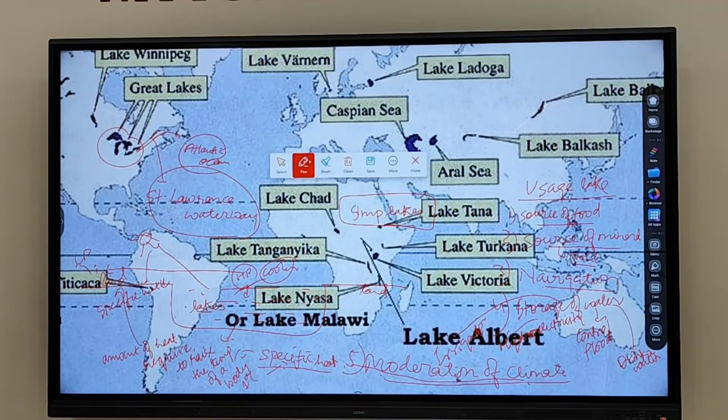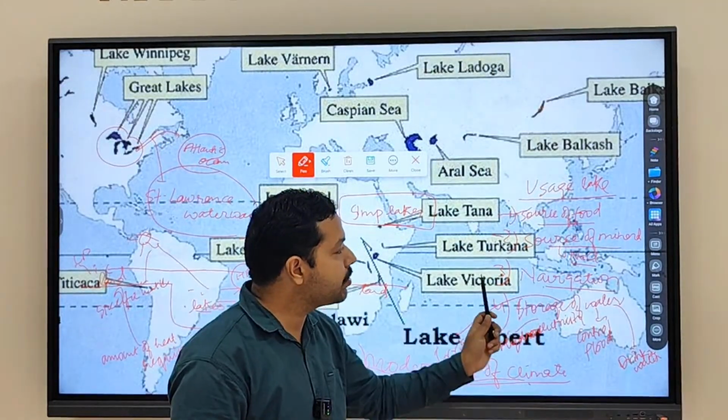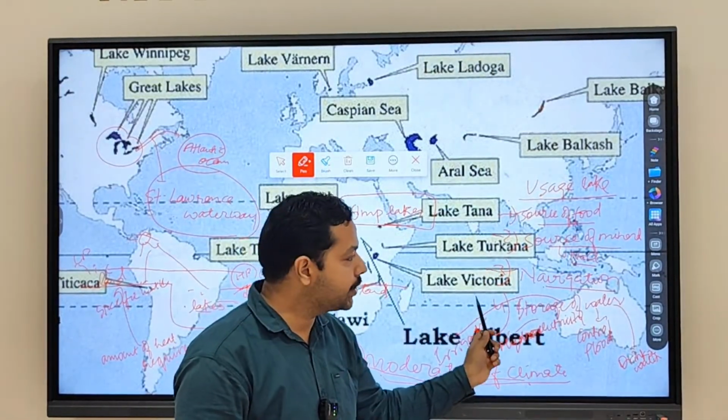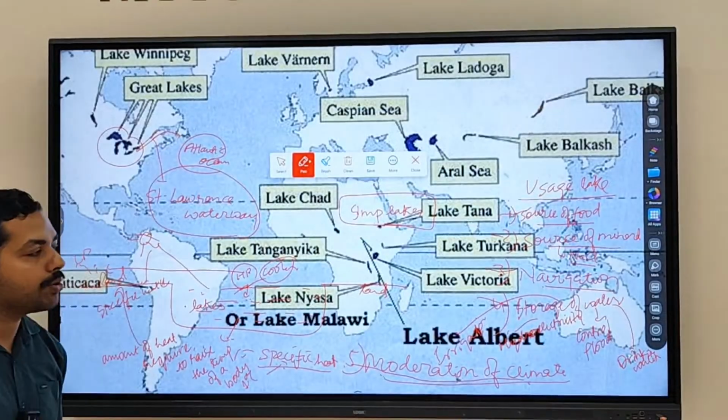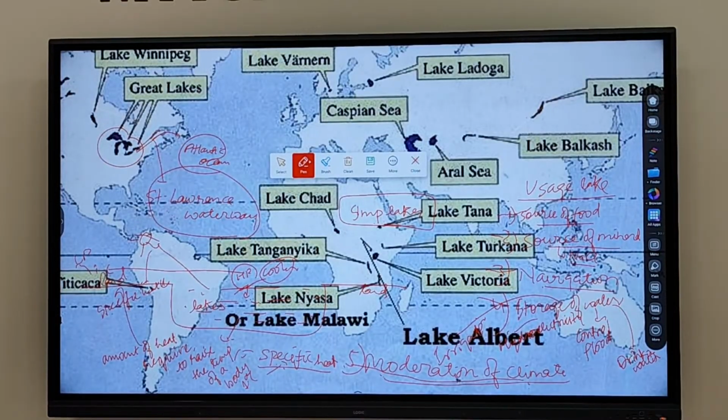Fine. So the lakes can be a source of food also. Lakes can be a source of minerals also. They can be used for navigation. They can be used for storage of water. You can store water for hydroelectricity generation, for irrigation, for controlling flood. You can also store water for what? For drinking water. Moderation of climate is another effect of the lakes.